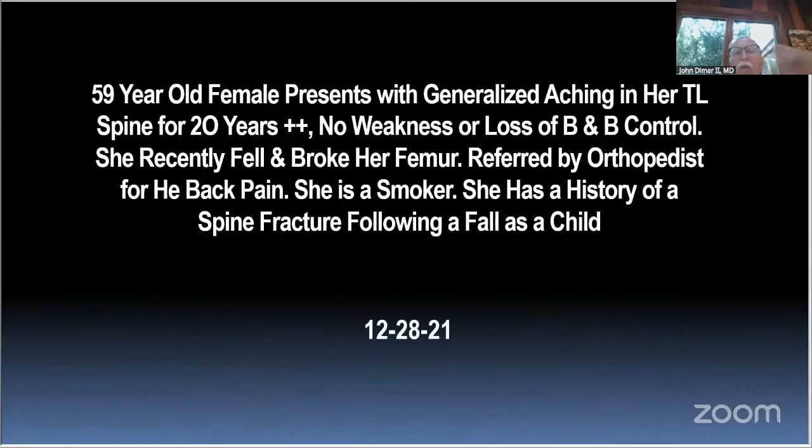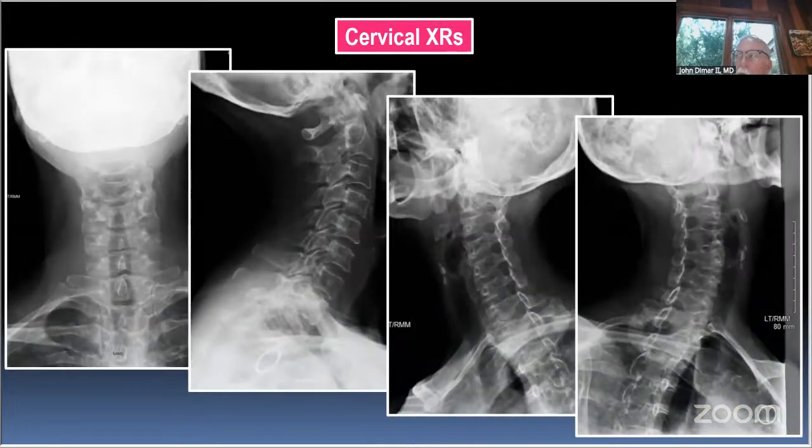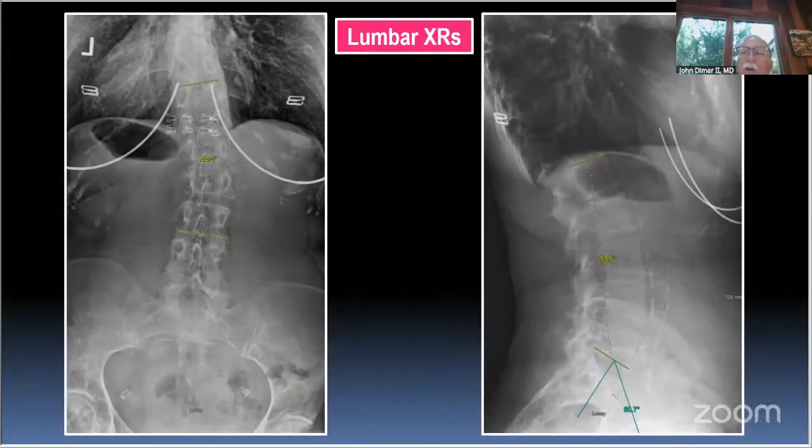Now, here's another 59-year-old female who comes with aching back pain and was referred to us without much of a diagnostic workup. She was referred by an orthopedist because of her back pain. And she's a smoker. She did have a fracture when she was a child, so you certainly can think of osteogenesis imperfecta. But when you look at her here, it looks kind of normal. And now you start to see that she is osteopenic, at the very least osteoporotic. She still maintains adequate height, but you can see her bone just doesn't look normal.